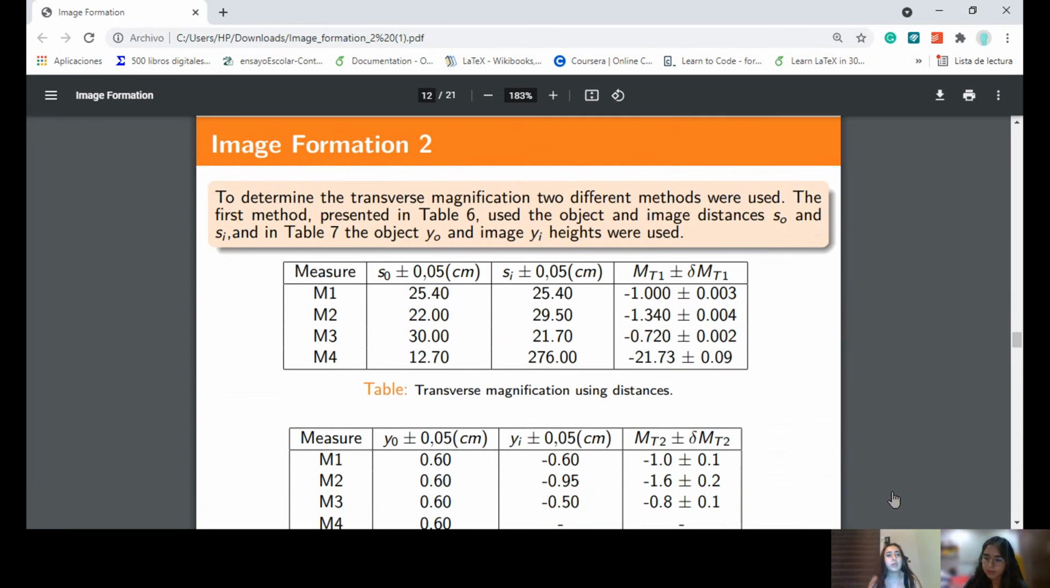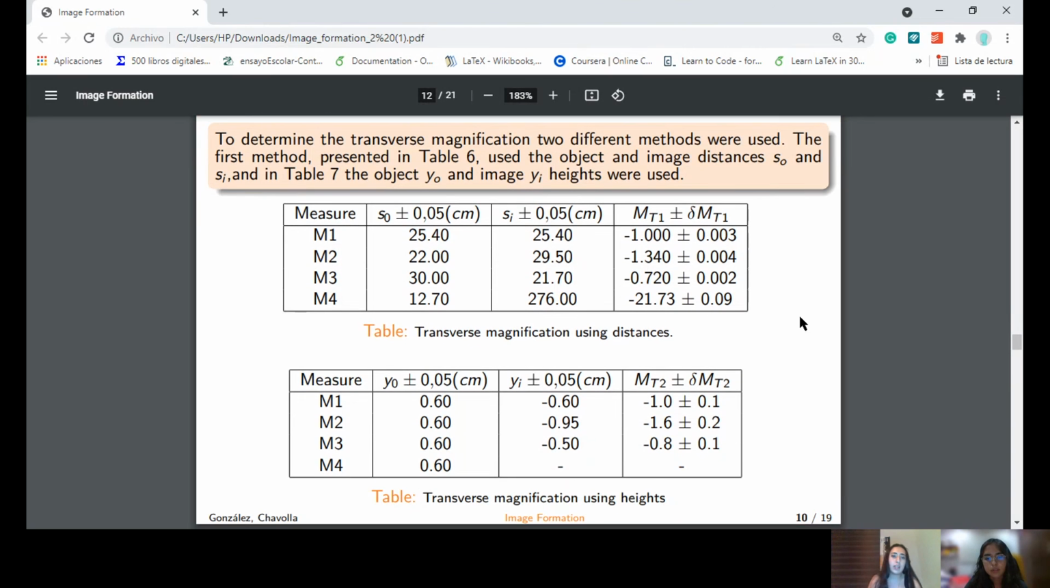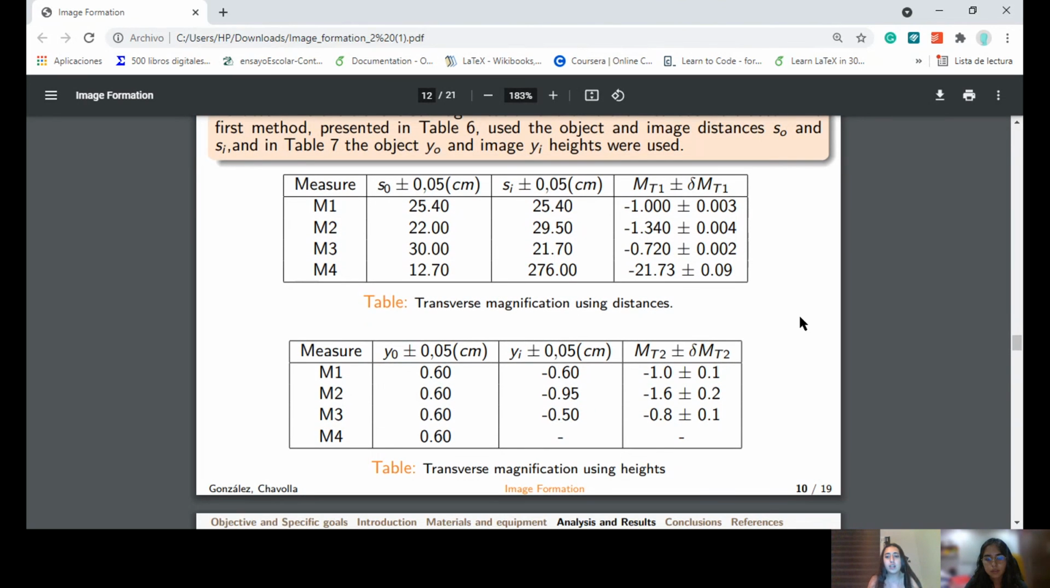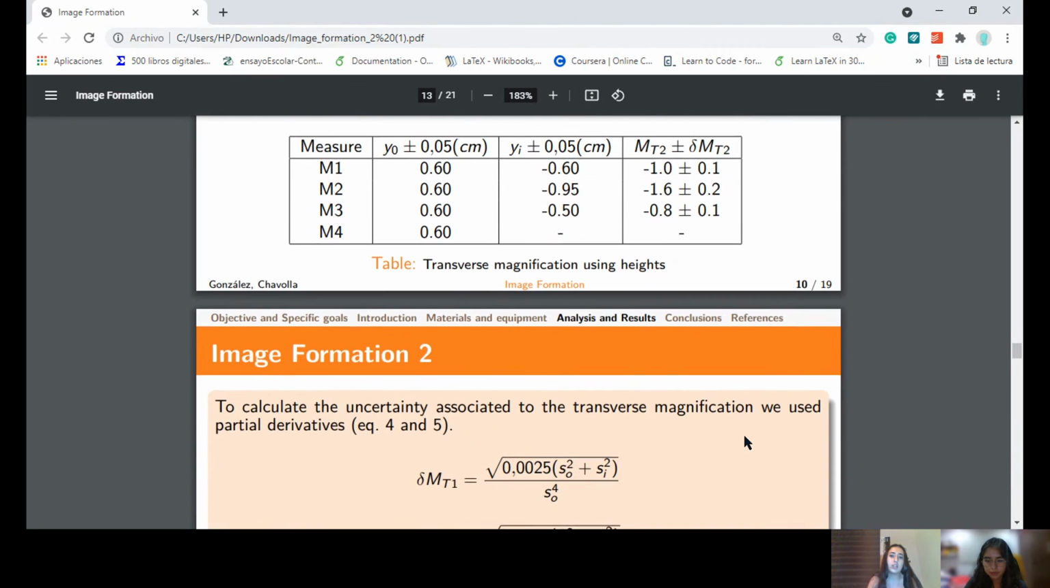For the second experiment, where we used the locomotive image, to calculate the transverse magnification, we used two different methods. One using the relationship of the object and the image distances, as we can see in the first table, and the second one using the relationship between the object and the image heights, as we can see in the second table. As we can see, for the fourth measurement, it's not possible to obtain the image height because it is at infinity. It doesn't converge to a single spot.